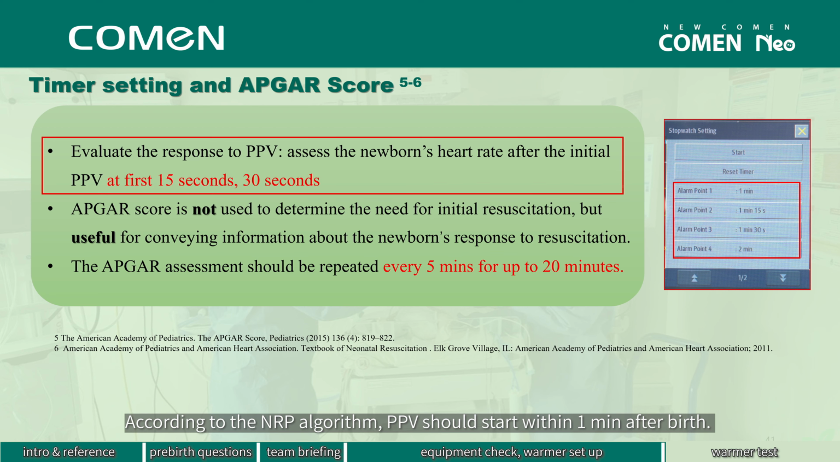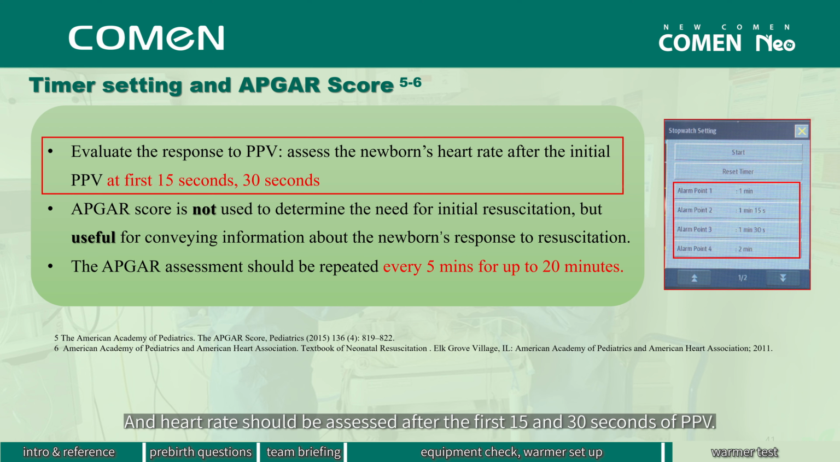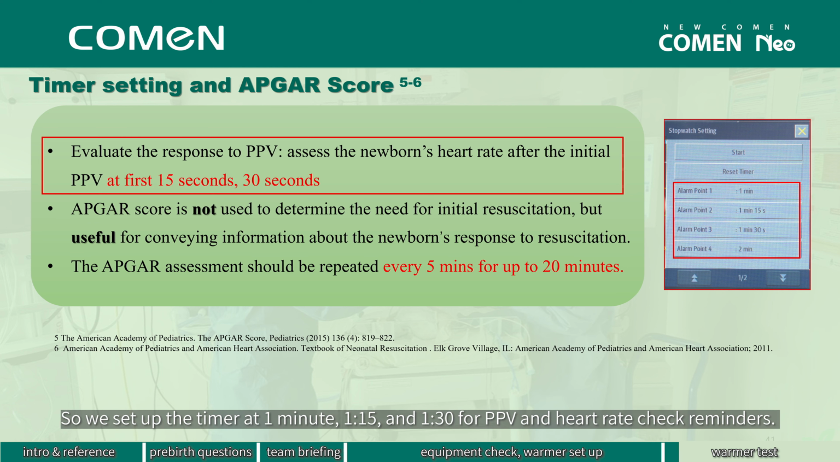According to the NRP algorithm, PPV should start within 1 minute after birth, and heart rate should be assessed after the first 15 and 30 seconds of PPV. So we set up the timer at 1 minute, 1:15, and 1:30 for PPV and heart rate check reminders.